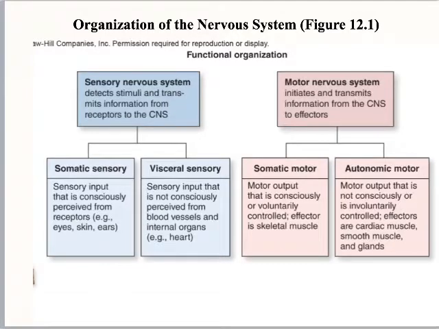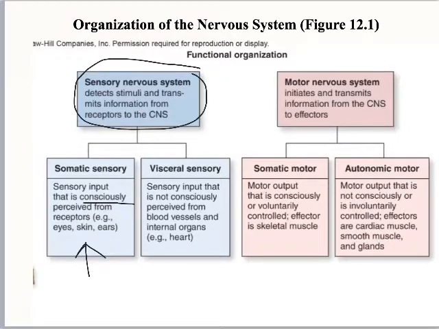Okay, so this is showing you functionally, it's more in a chart. So sensory is going to detect the stimulus and takes the information to the central nervous system. Okay, so somatic is coming from the body, and we're consciously perceiving it. So it's stuff that we see, stuff that we feel, stuff that we hear.